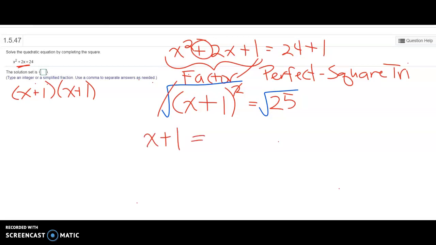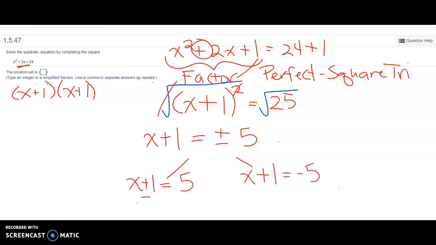Now, there's always going to be two options. You're going to have a positive 5 and a negative 5. This is going to break up into two equations. One where you have the positive 5 and one where you have the negative 5. So we're going to subtract 1 from both sides, and you get x is equal to 4 and x is equal to negative 6.